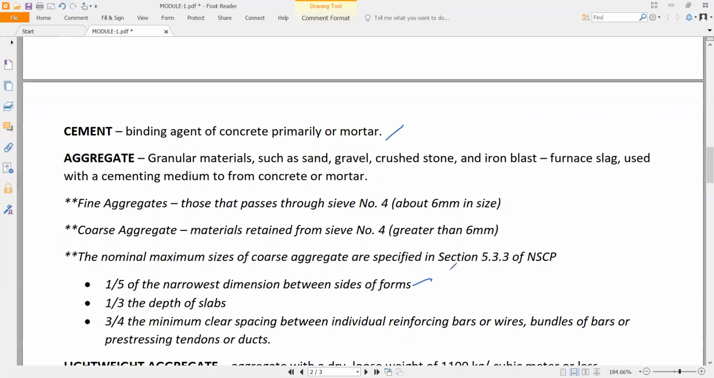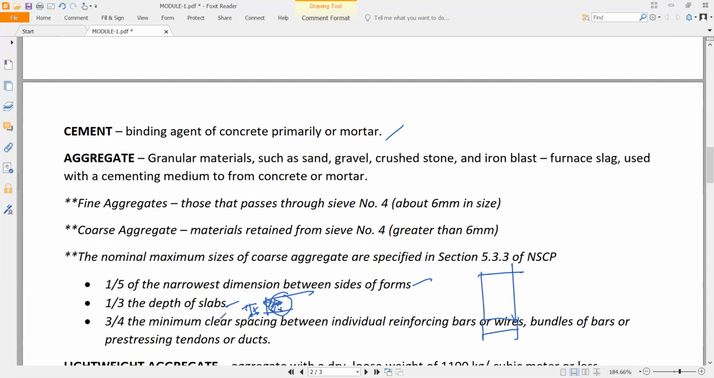So for our aggregates, ginagamit natin, especially for coarse aggregate, sometimes, 1/5 ng form natin. For example, this is your form. Yung shorter side, 1/5 nito, dapat iyon yung size. Para sa slab, dapat 1/3 ng thickness ng slab. It is because hindi naman pwede na slab mo tapos yung aggregate mo mas malaki pa sa slab mo. So it is not possible. Dapat mas maliit siya siyempre.